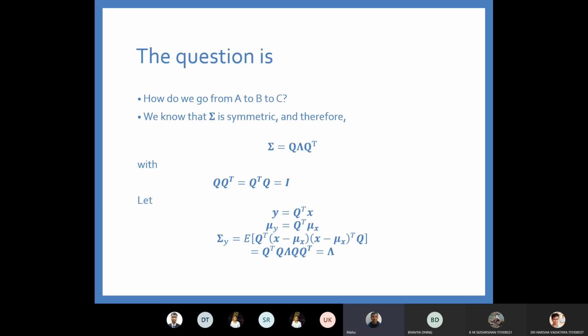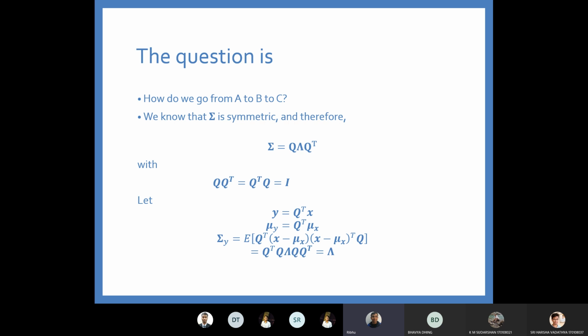So now the question is, how do we go from A to B to C? That is, how do we go from a rotated ellipse to an ellipse to a sphere? So we know that this covariance matrix is symmetric. So you have non-symmetric matrices, right? So you know symmetric matrices, and you know diagonalization.